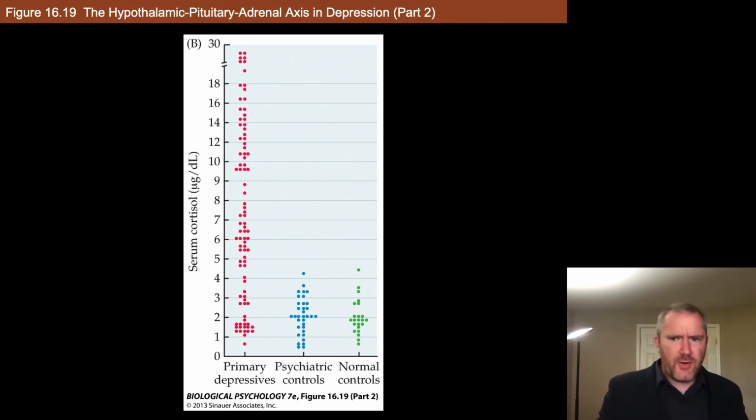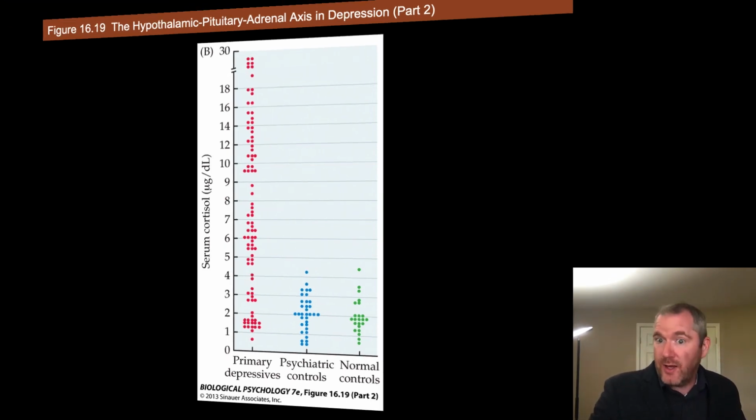Here is just an illustration from your book showing serum or blood cortisol levels between primary depressive patients, psychiatric controls, and normal controls. And as you can see, in patients that report a high degree of depression, and again, in a subset, and that's very obvious from this graph, right? In a subset of patients, you see the heightened cortisol levels. So, what might happen then if we gave the dexamethasone suppression test?